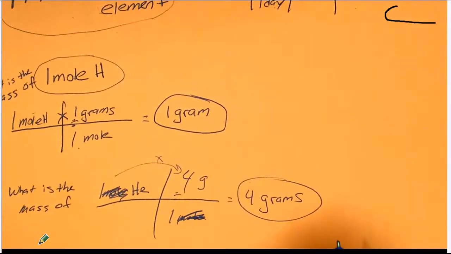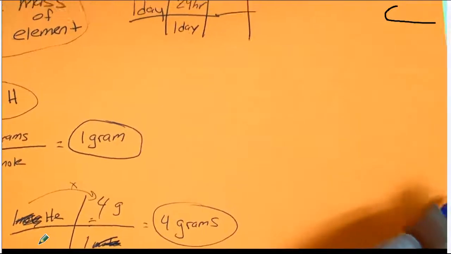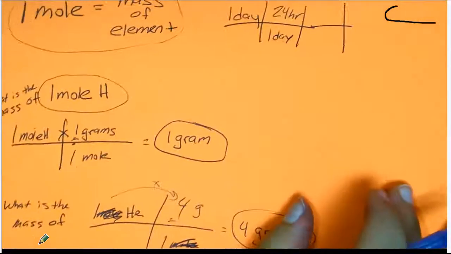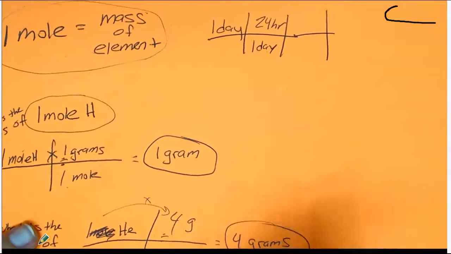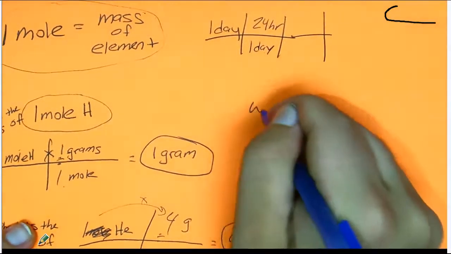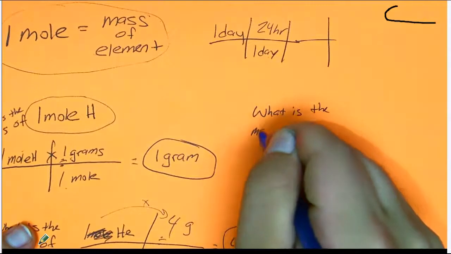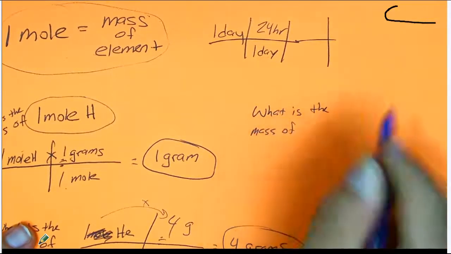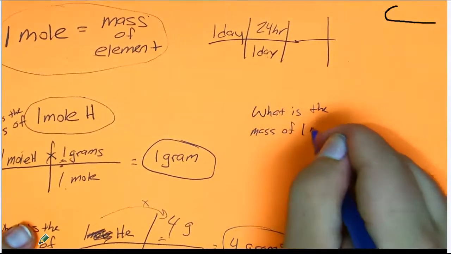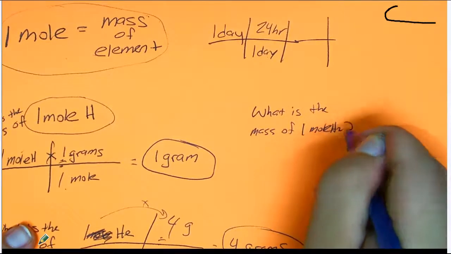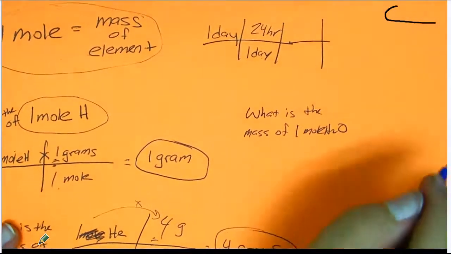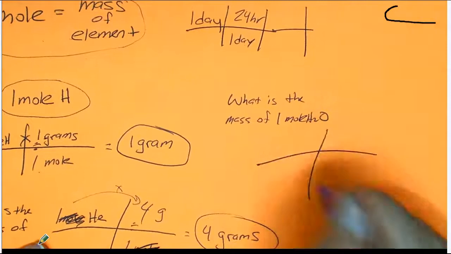So that's how you do that. When you have a compound, it's the same thing, but just a little different. What is the mass of 1 mole of H2O? I'm going to draw my railroad tracks.